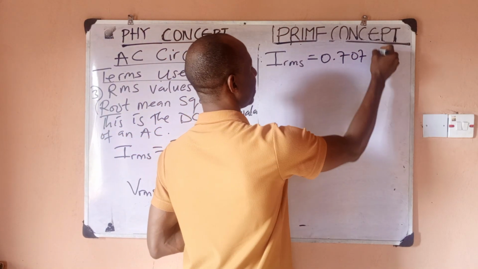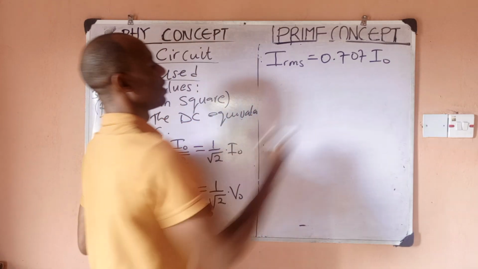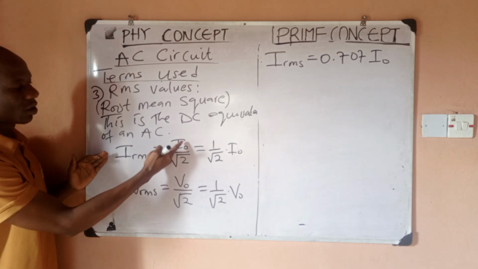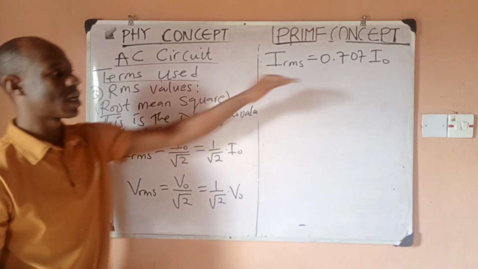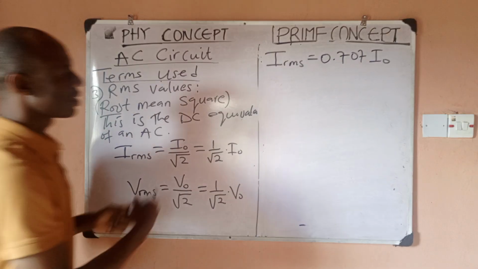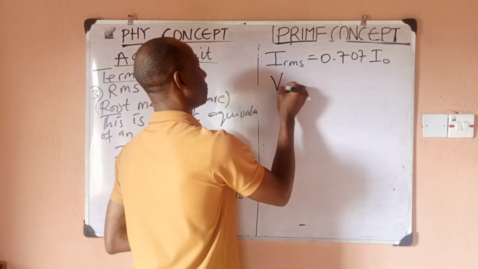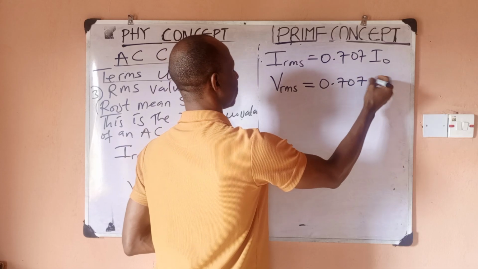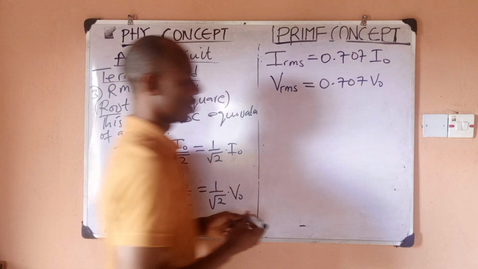0.707 approximately, then I naught. So it means this is another way of writing RMS current. Say you don't want to use I naught over root 2, then you can use this, you get the same approximate result. Same way, you'd have that VRMS is going to be 0.707 times V naught, right?